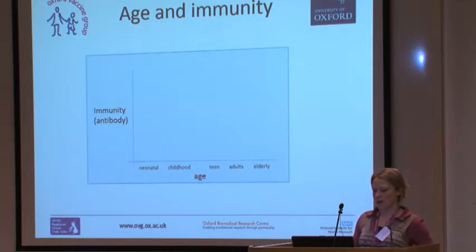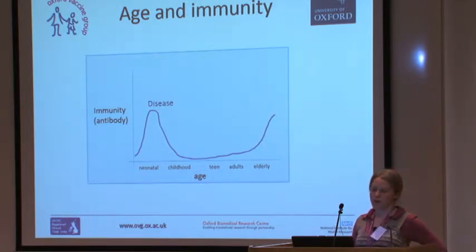So what do we know about age and immunity? For disease, Andy's probably going to hate these graphs, but anyway, there are two peaks of infectious disease. One of them is in the neonatal period, within the first 2 months, and then this incidence wanes throughout life, and as you become older and your immune system starts to become a little bit tired, you start to see a rise in infectious diseases again.